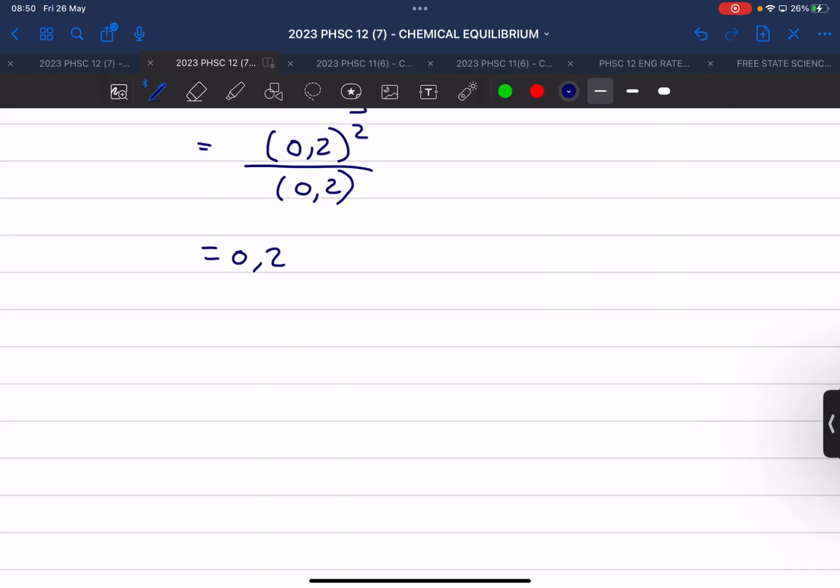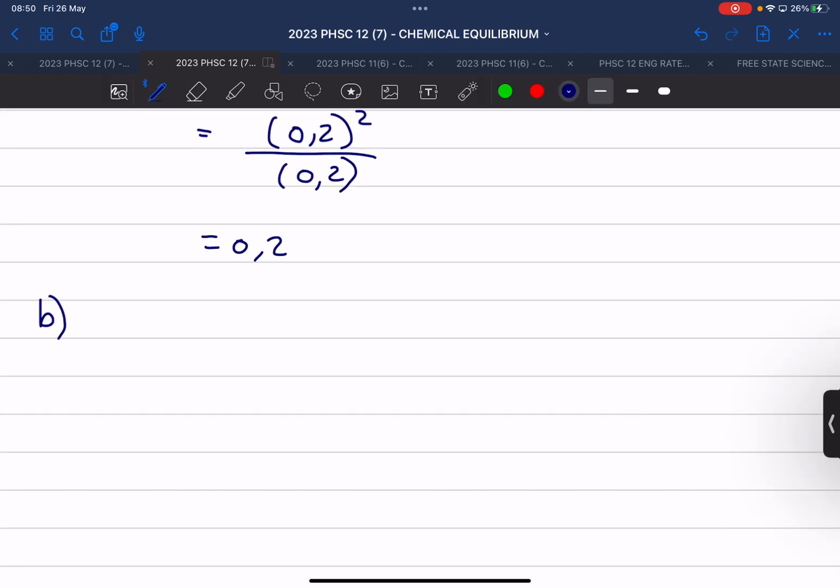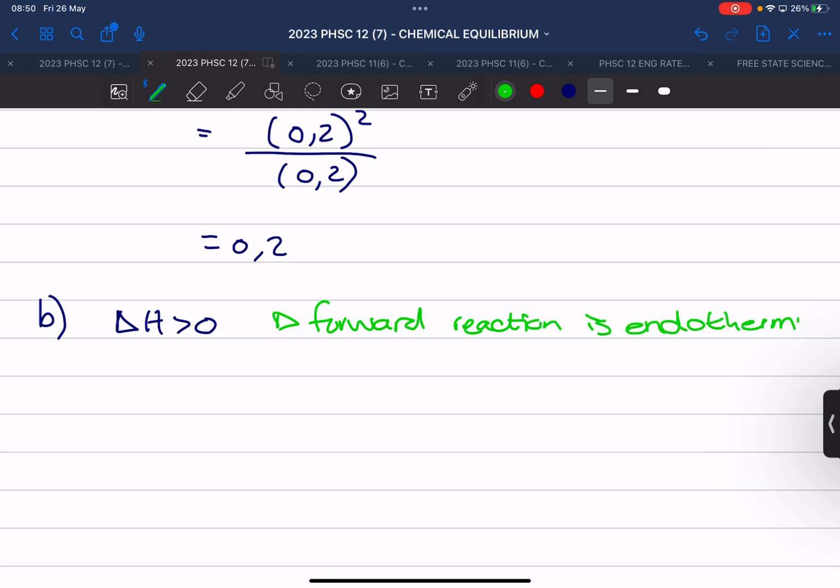Okay, then question 7b, they ask, what do you derive from the statement this? We already said that the forward reaction... And then question C, they ask, how can you increase the Kc value?